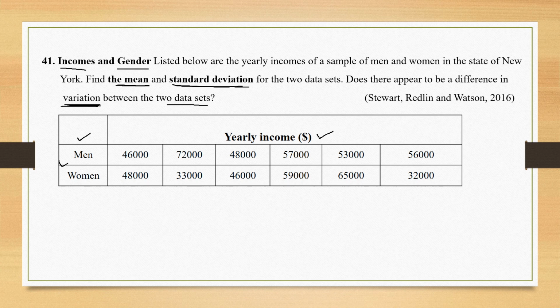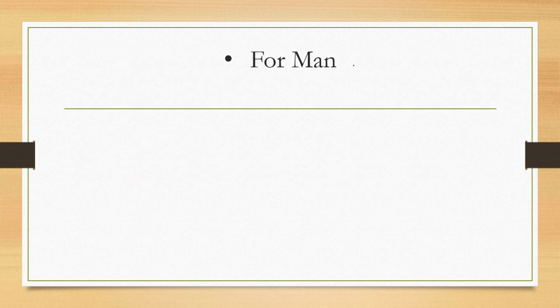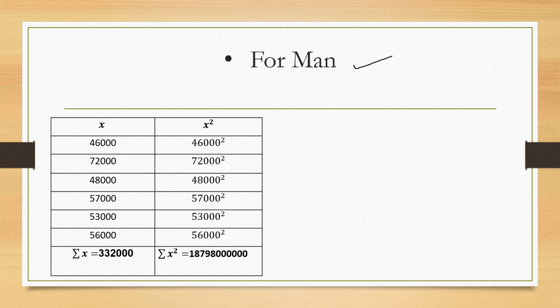Okay, dear student, here we have two data sets. One is for men and one is for women. First of all, we will find out the mean and standard deviation for the men, and then we will find out the mean and standard deviation for the women. So in this slide we will find out the mean and standard deviation for the men. Here is the data set for the men: 46,000, then 72,000, 48,000, 57,000, 53,000, and 56,000.